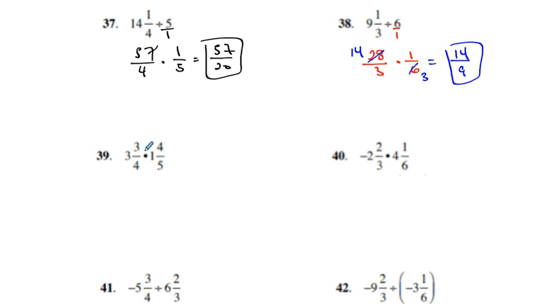Two mixed numbers. Convert both mixed numbers into improper fractions. 3 times 4 is 12. 12 plus 3 is 15 over 4 times 1 times 5. 5 plus 4 is 9. 9 over 5. I'm not changing my fractions. I'm not dividing here. 5 goes into 5 once. Goes into 15 3 times. 3 times 9 is 27. 4 times 1 is 4.